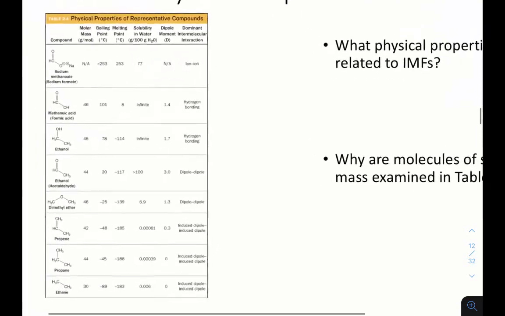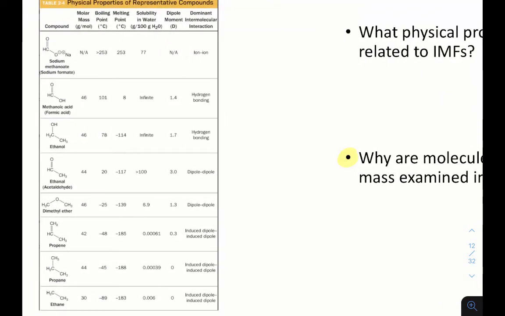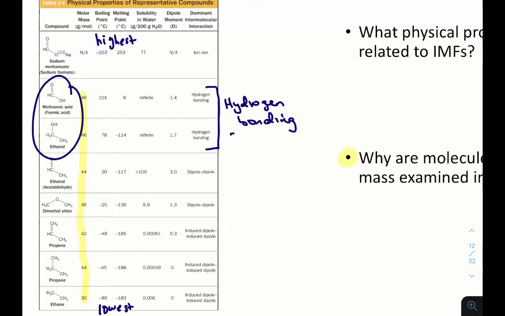So I'll zoom back in. We can see that these molecules have similar molar masses. We can see they are arranged from the highest boiling point, melting point, and solubility in water to the lowest boiling points, melting points, and solubility in water. We can see some of these intermolecular forces of attraction look familiar. This is hydrogen bonding, where these two molecules exhibit hydrogen bonding intermolecular forces of attraction.